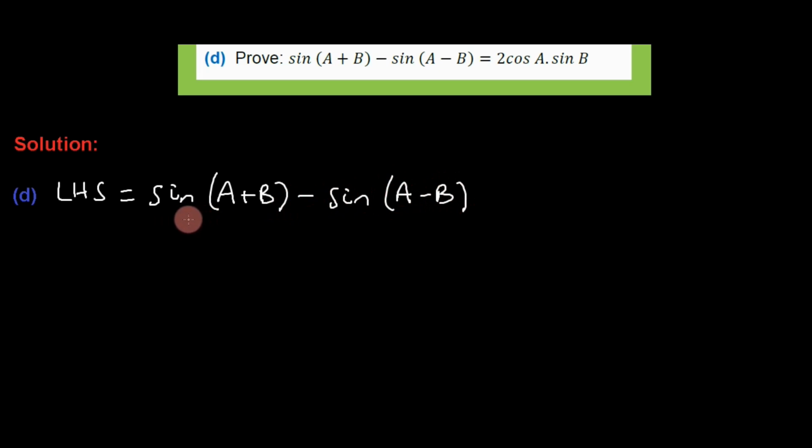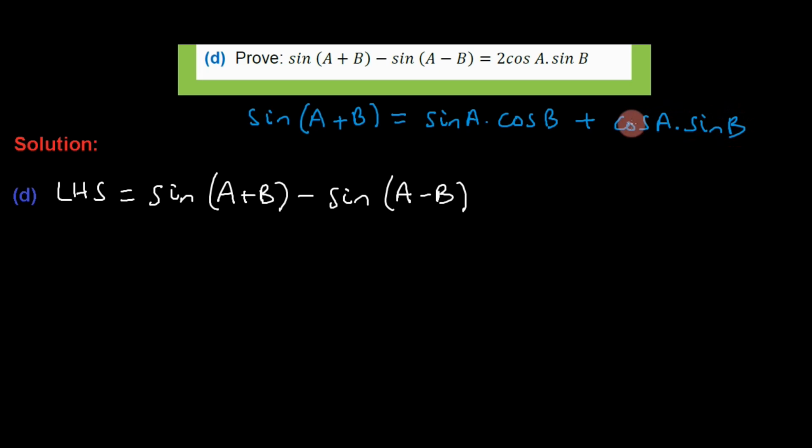Now, we know the sine expansion for A plus B. So the sine of A plus B, this term here, we know that this is equal to the sine of A times the cos of B plus the cos of A times the sine of B. So we can replace the sine of A plus B with this expansion. So it's the sine of A times the cos of B plus the cos of A times the sine of B.